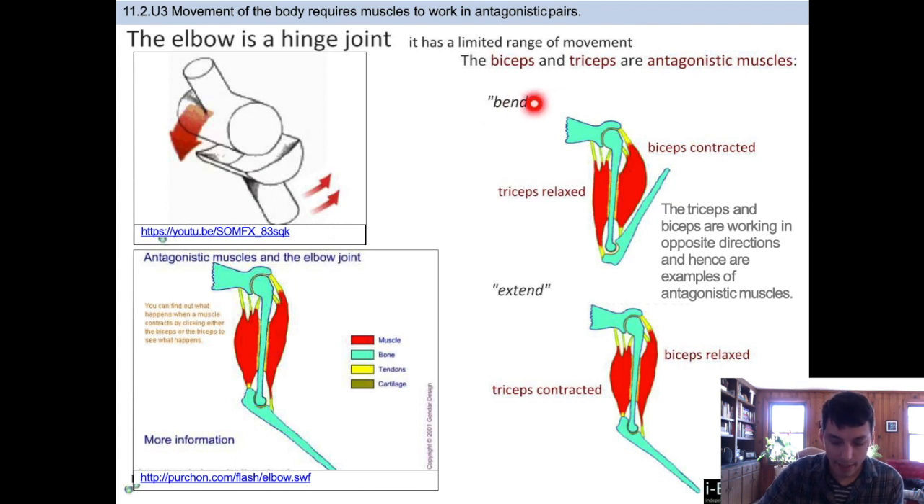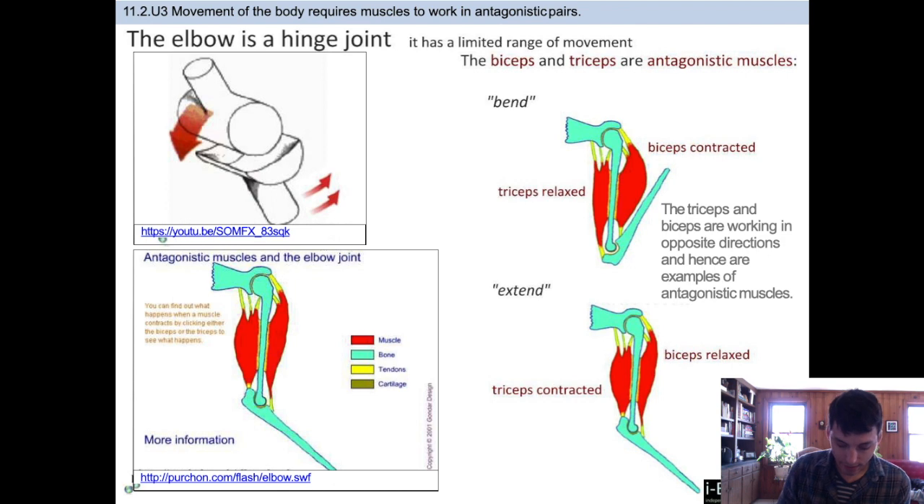So you can bend your elbow, you can extend your elbow. That's all. You can't do any other type of movement with your elbow other than bending or extending. All the other movements in your arm come from movements within your wrist and within your shoulder. But there's nothing you can do with your arm other than bend it or extend it.